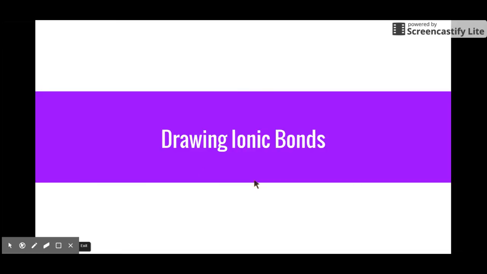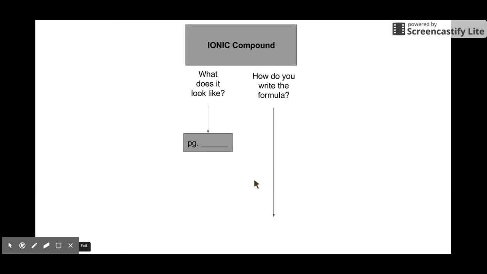So let's start with learning about how to draw ionic bonds. We're going to learn 2 things: what do ionic compounds look like, and how do you write the formula? Don't worry about these page numbers. It's mostly for my class. I'm just kind of recycling an old presentation, so just ignore that.